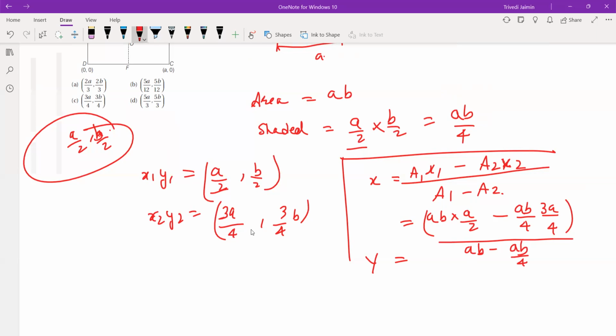5A by 12 is the first option we are getting, but let's check this y value. Are we getting it for y also? Here x we got, that is 5A by 12. What about y? Check for y. Are we getting 5B by 12? Obviously values are same, right? A by 2, B by 2. Yes, correct. So yes, our answer is correct. And the book also gives the same, 5A by 12 and 5B by 12.